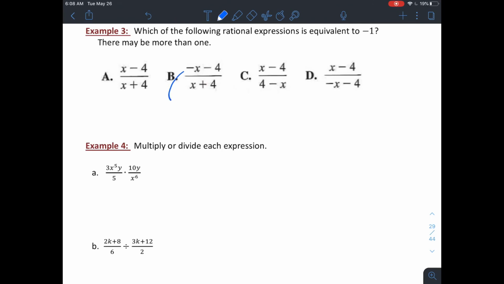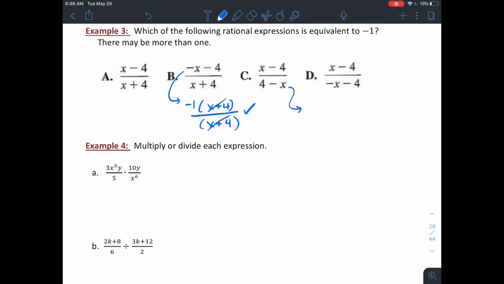So we're looking for the expressions that are equal to -1. So first thing I'm going to do is it's only equal to -1 if you have the exact thing top and bottom except opposite signs. So if you look at B, you could factor a -1 out and then divide out your factors of x plus 4. So you just have -1. So that one's equal to -1.